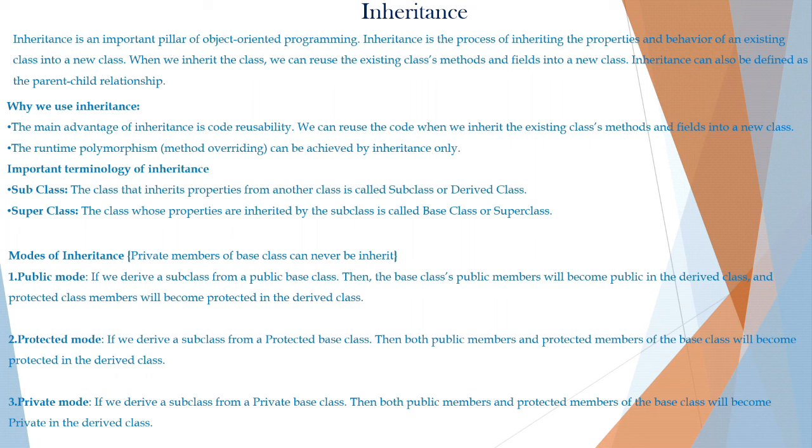There is some terminology again. A subclass is the class that inherits properties from another class. It is called a subclass or derived class, which means the child class is called a subclass, and the parent class is called a superclass. The class whose properties are inherited by the subclass is called the base class or superclass. Now a point comes: why do we use inheritance? The main advantage of inheritance is code reusability.